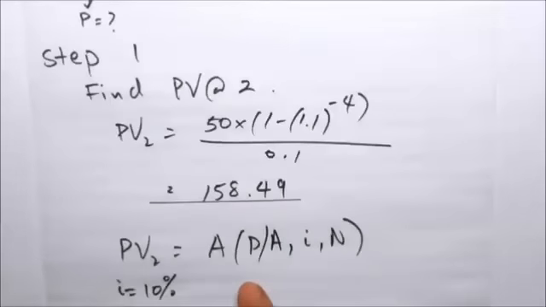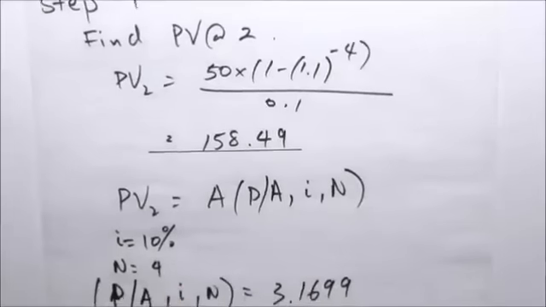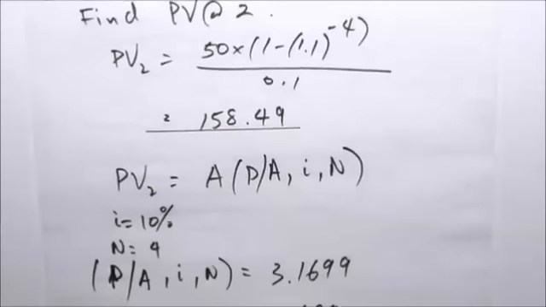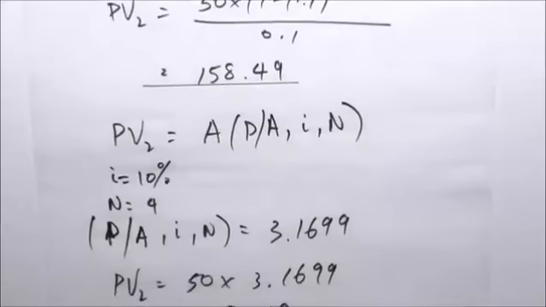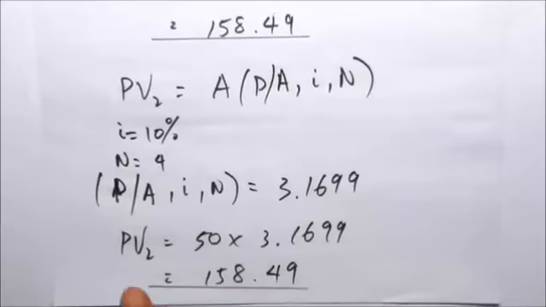It's the exact same thing if we use the interest rate table. We're trying to find P given A, I, and N. We know our I is 10%, we know our N is 4, and using our interest rate table, looking at the column for finding P given A, I, and N, we worked out the factor to be 3.1699. So all we do is multiply the annuity amount by 3.1699, and we find that the present value at 2 turns out to be exactly the same as previously, 158.49.